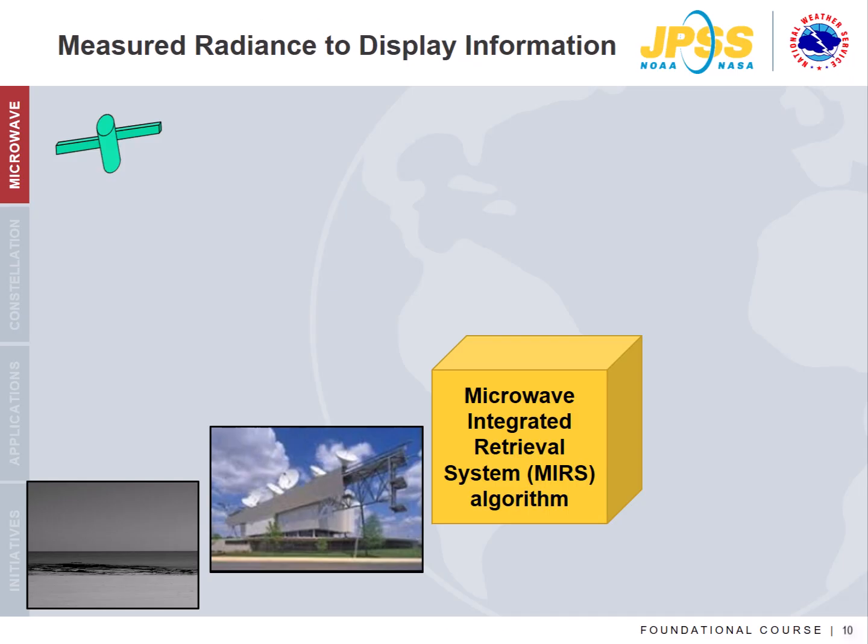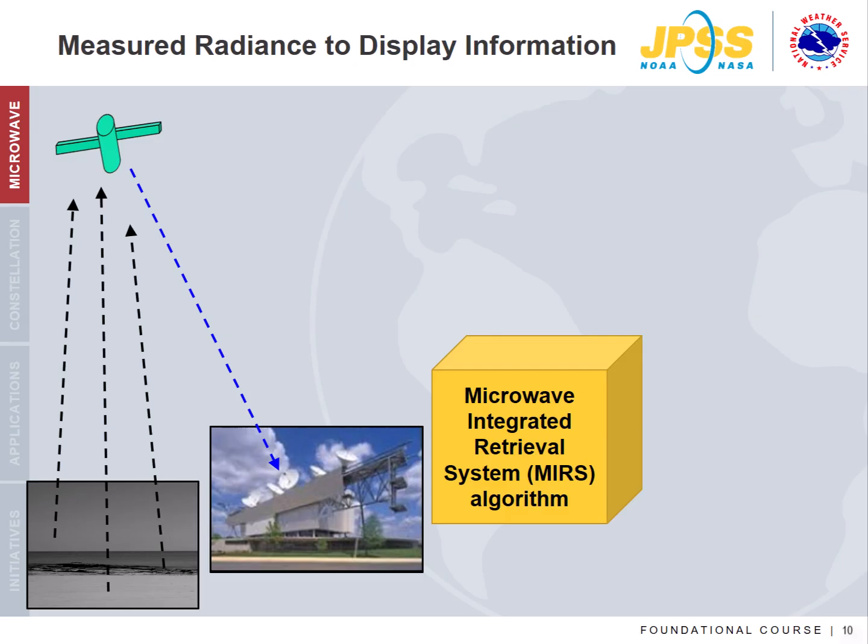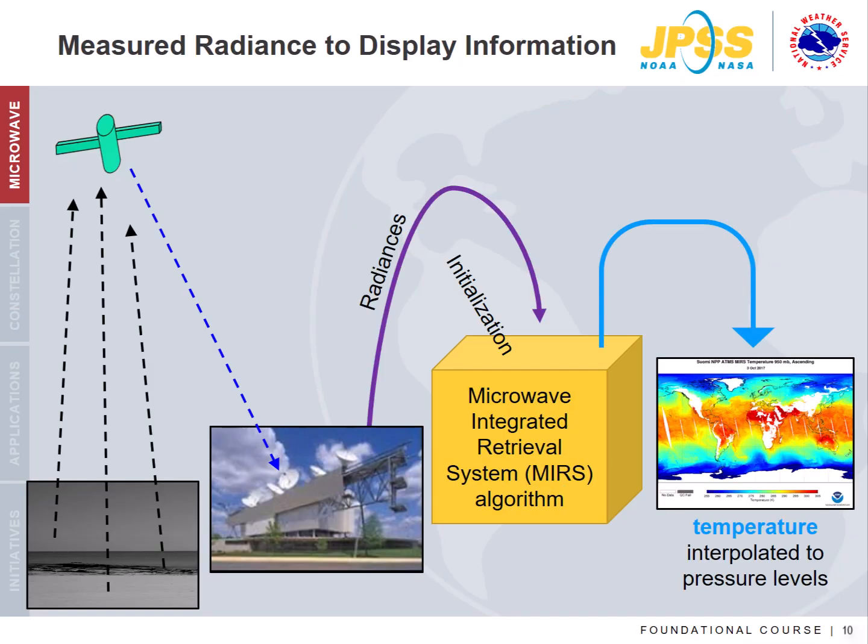Let's take a simplified look at how this information is processed. Microwave radiance is sensed by the satellite and transmitted back to Earth. The microwave integrated retrieval system is initialized for the radiance values to be incorporated. The outcome is temperature interpolated to pressure levels, which we will see in the next animation.